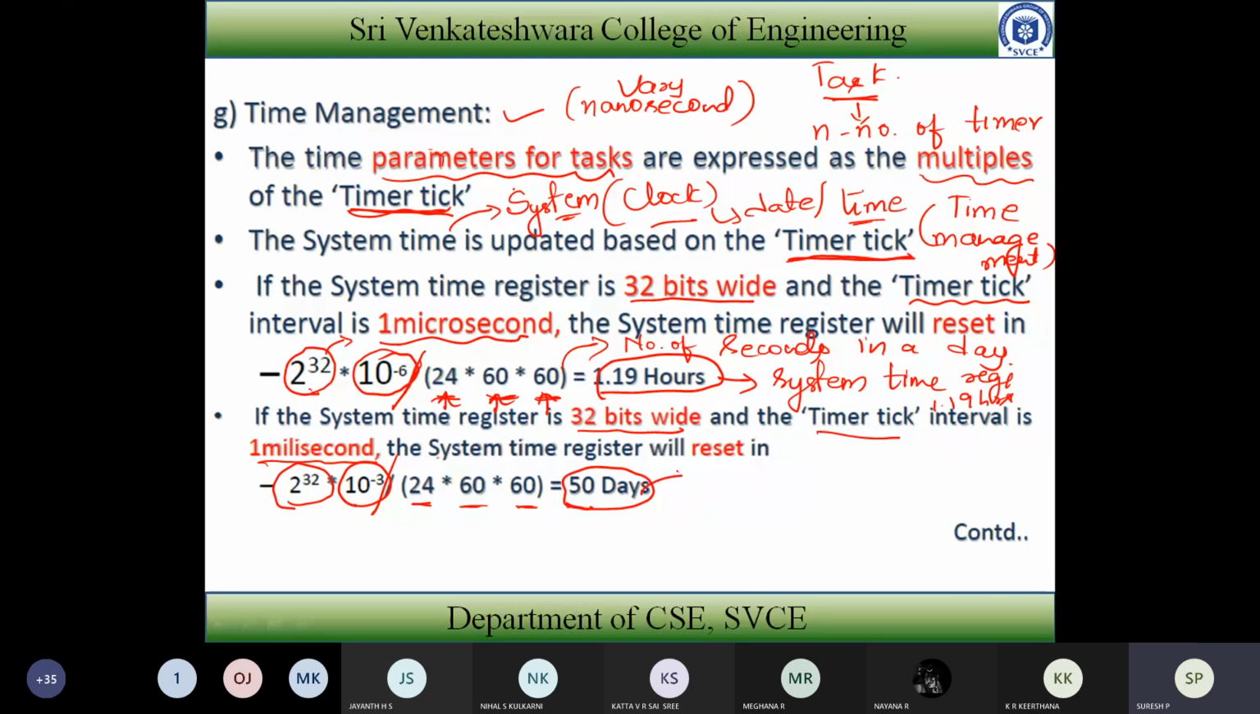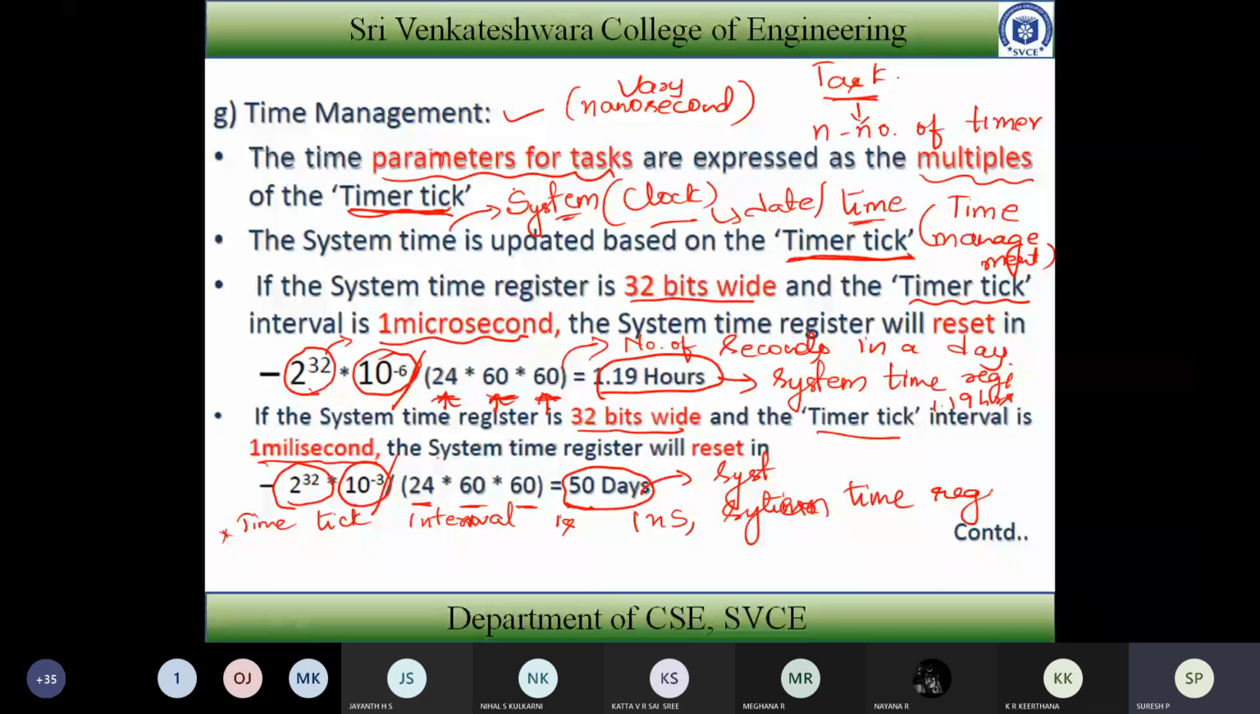So that is where your system time register will reset if the timer tick is 1 millisecond. Similarly, for example, if we take the timer tick interval as 1 nanosecond, any system will have some system time register, and the system time register which you are going to have is 32 bits wide.